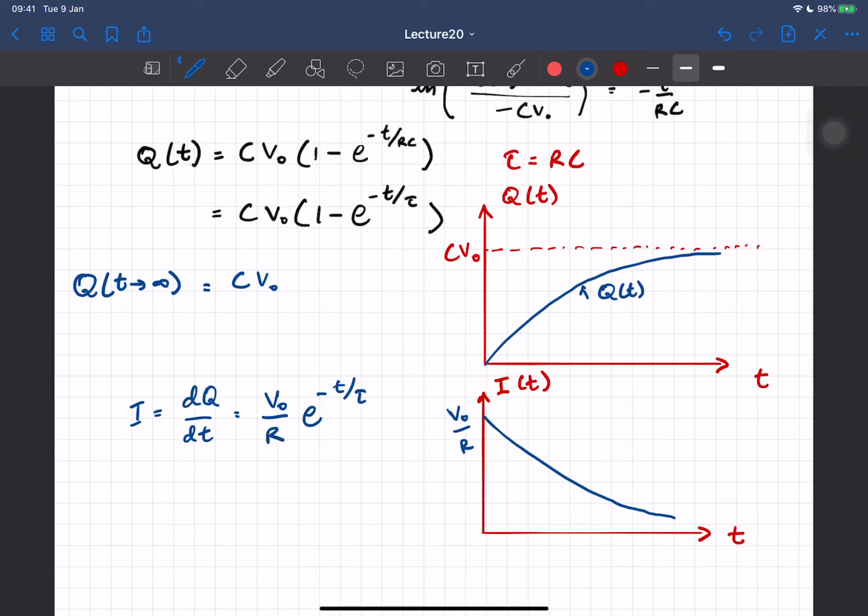Okay. So I, which is the current, is the slope of the charge. Right. Similar to, remember the first semester when you have the velocity, which is the derivative of the displacement. It's kind of the same thing. Right. So you can see that the slope here is getting lower and lower. So the value here is also getting lower. So it's consistent with our definition of the current here. Okay.